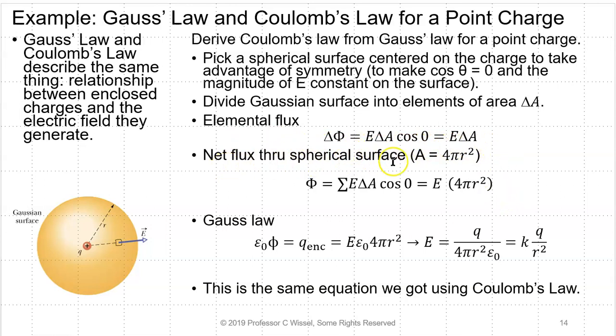The net flux through a spherical surface of area 4 pi r squared, that's just the area of the sphere, equals the sum of E delta A cosine 0, or E times 4 pi r squared. Gauss's law says epsilon naught phi equals Q enclosed, so that equals E epsilon naught 4 pi r squared, or E equals Q over 4 pi r squared epsilon naught, or K Q over r squared. This is the same equation we got for the point charge using Coulomb's law.